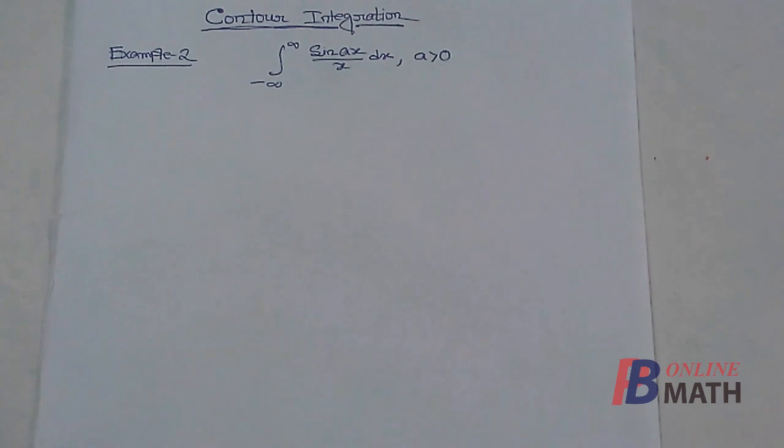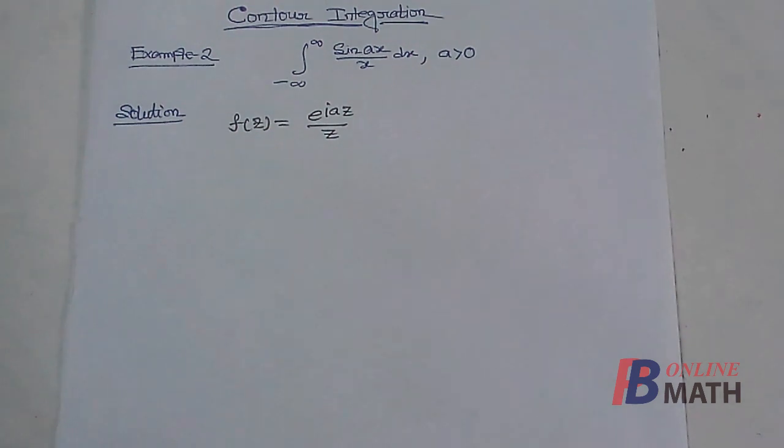For that reason, we have to convert this integral to a complex one. So let us start the solution. The integrand we shall use is e to the power iaz by z. Actually, we should have written sin of az by z, but we know that the exponential function is easier to use than the trigonometric function. So we shall use this integrand.